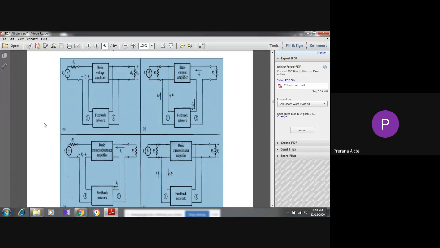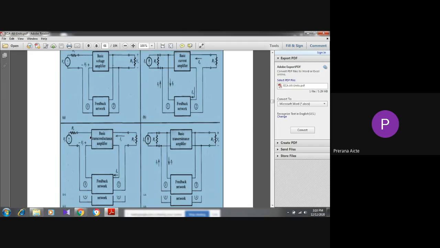So once again, I am telling. When it is a voltage amplifier, which feedback is used? Voltage series feedback. In a current amplifier, current shunt feedback. Similarly, in a transconductance amplifier, current series feedback. And finally, transresistance means voltage shunt feedback. These are the feedback topologies.